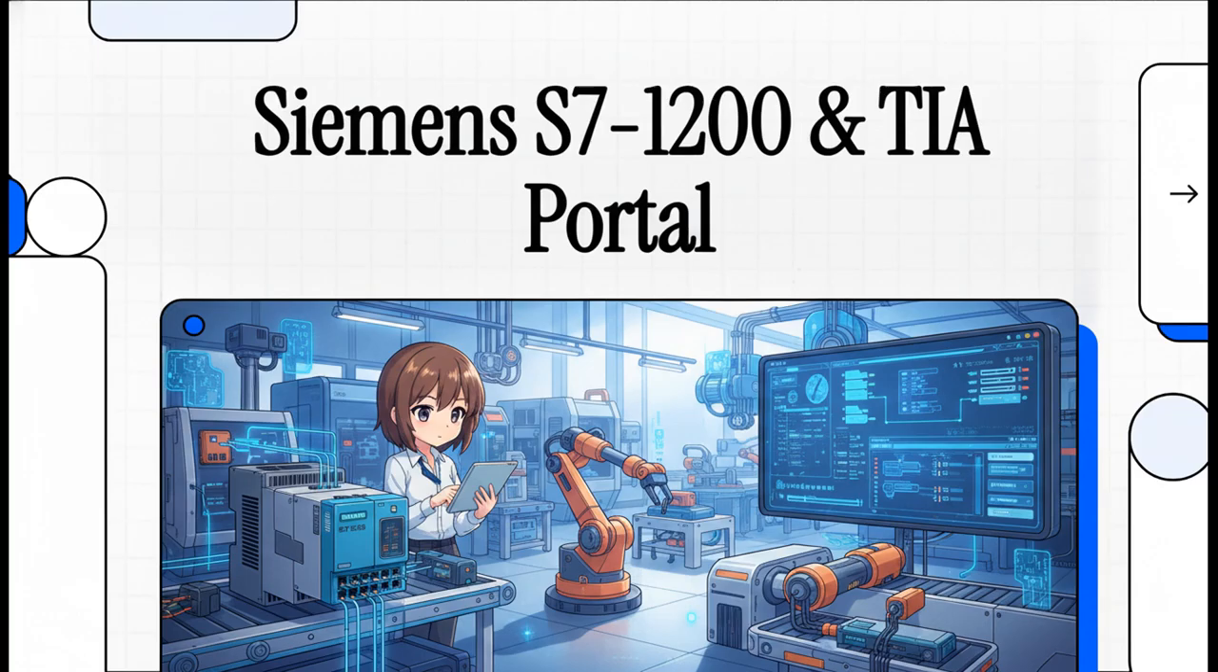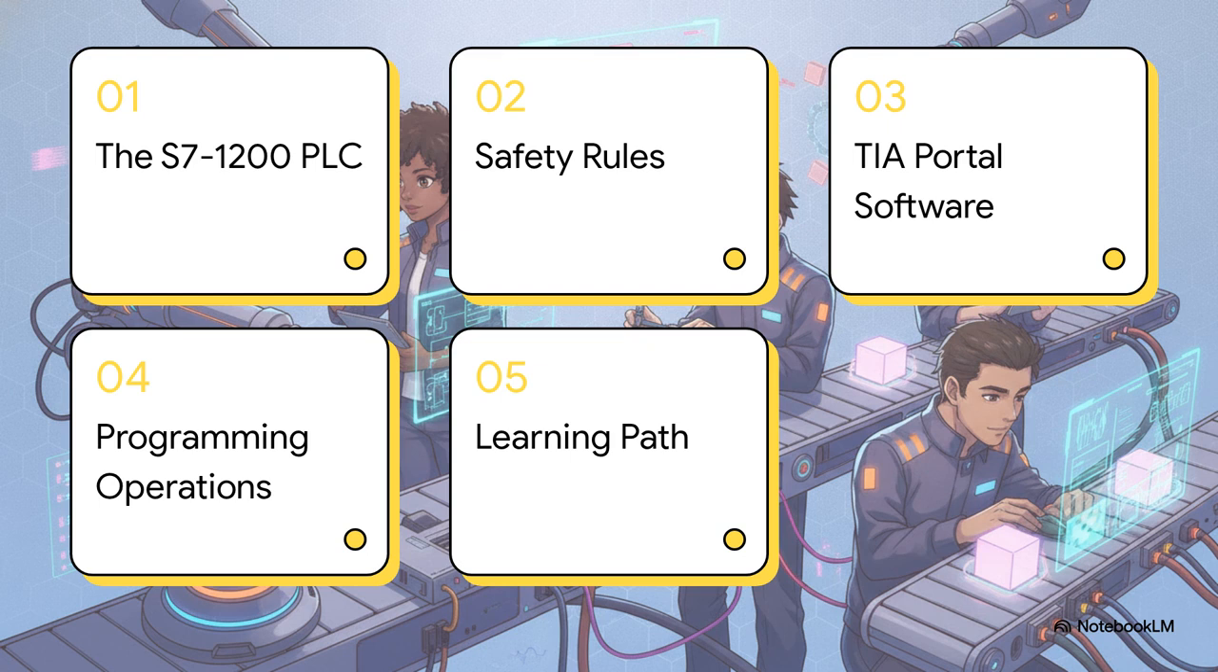If you've ever looked at a massive modern manufacturing plant and wondered, how in the world do all those complex machines communicate and operate with such flawless precision? Well, you are definitely in the right place. Here's a quick look at our agenda for today. We've got the S7-1200 PLC, safety and industrial automation, the TIA portal software, core programming operations, and we'll wrap up with your automation learning path.